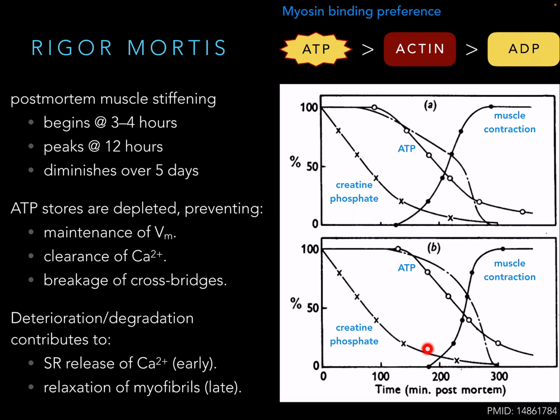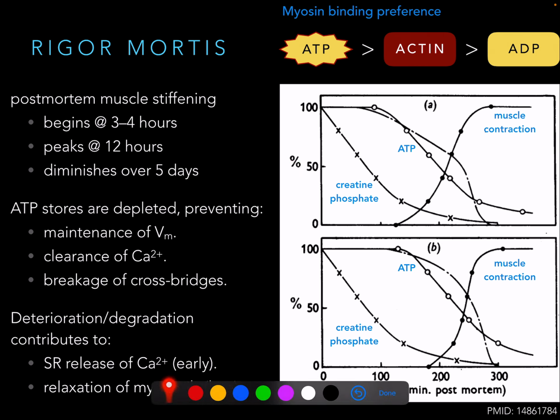Once we run out of creatine phosphate, can't make any more ATP, so that starts to decline, and here's where things start to get interesting. When I run out of ATP, what happens? Well, I can't maintain my membrane potential. That then leads to an action potential in my muscles. They start twitching. That, of course, leads to calcium release.